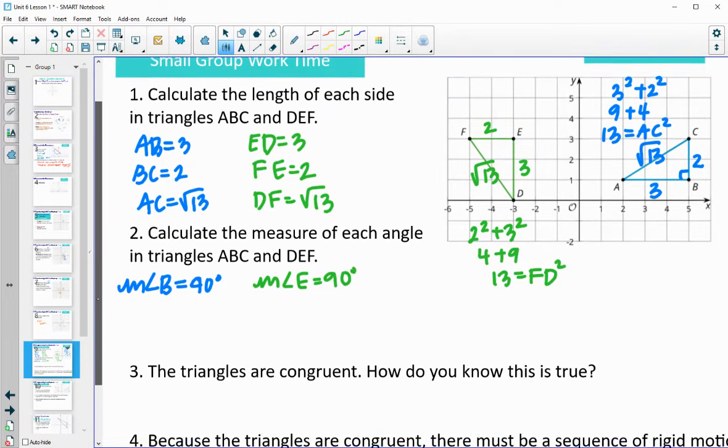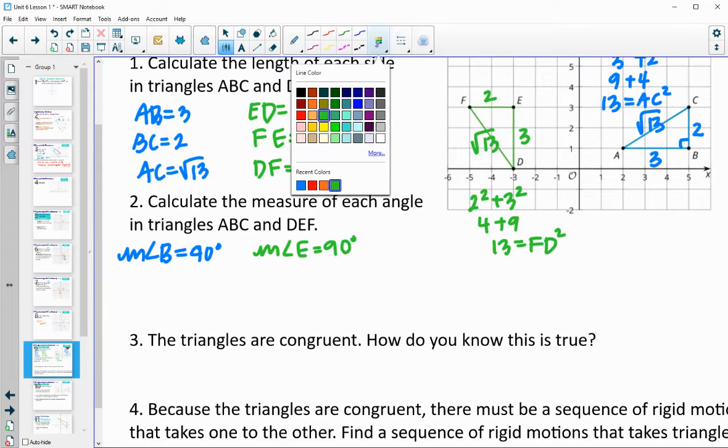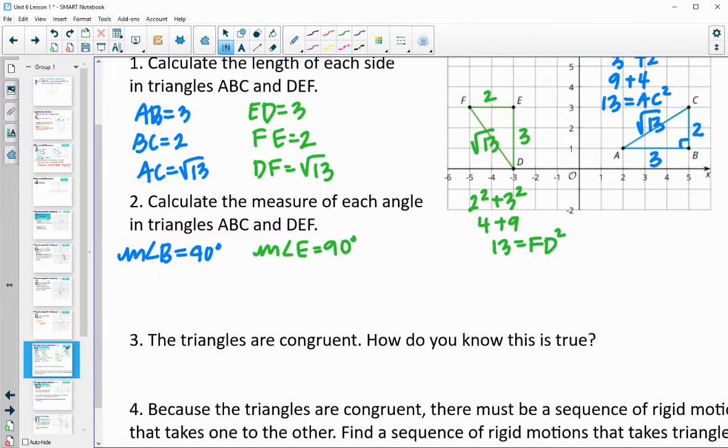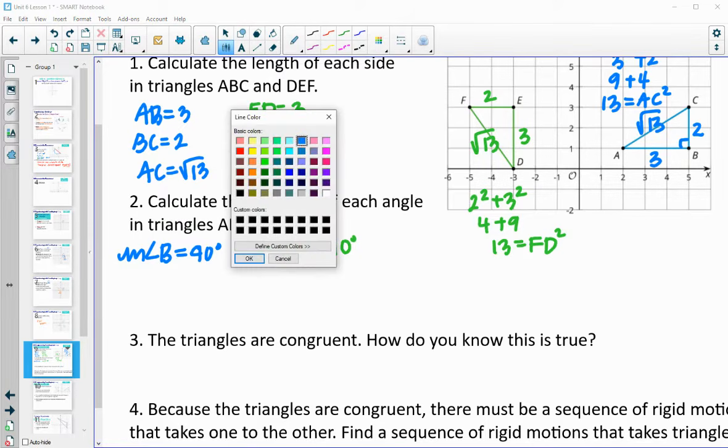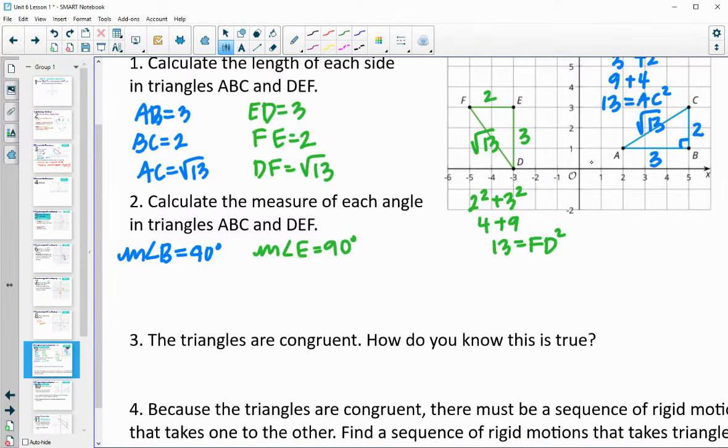So since we've got right triangles here, we can do our right triangle trig to calculate the measure of those other angles. If I'm taking a look here at finding angle A first, then I can just label some of these sides.